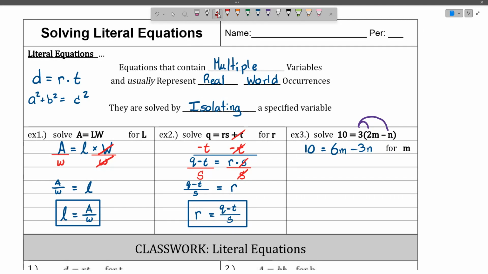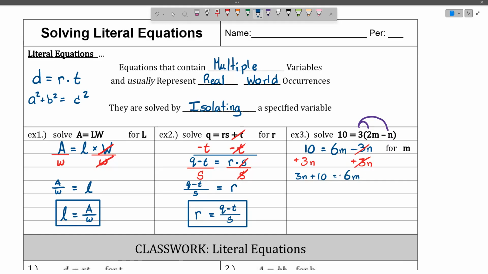Okay. Now I want to isolate this m. That means I need to undo this minus 3n, and I need to undo that 6. So let's undo the minus 3n. How do I undo minus 3n? Good, we add 3n to both sides. Okay, those cancel out. I can't combine them, so I'll keep them separate.